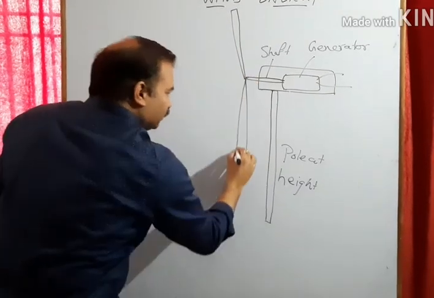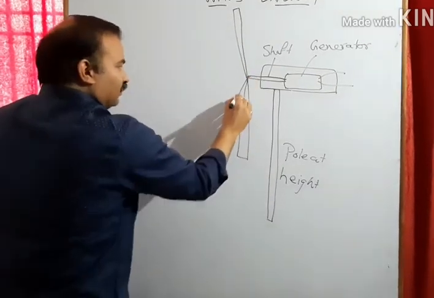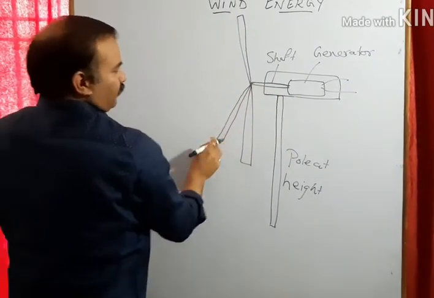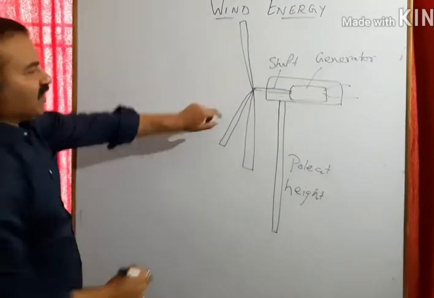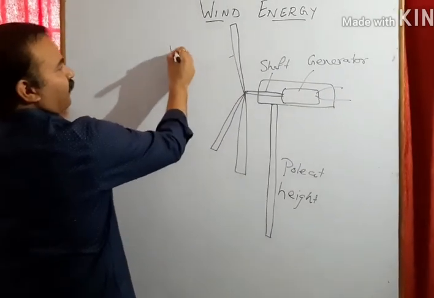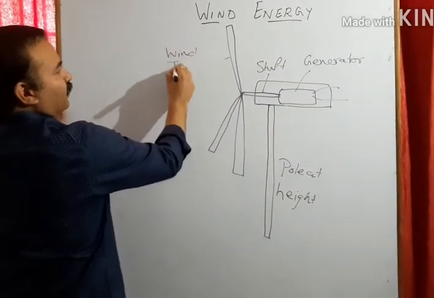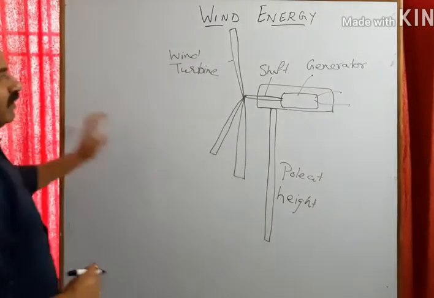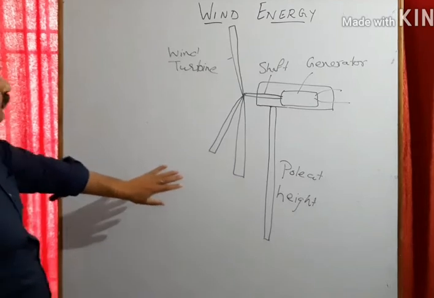These are the 3 blades of the fans. Basically, these are known as the wind turbine. Now, this is the complete setup.